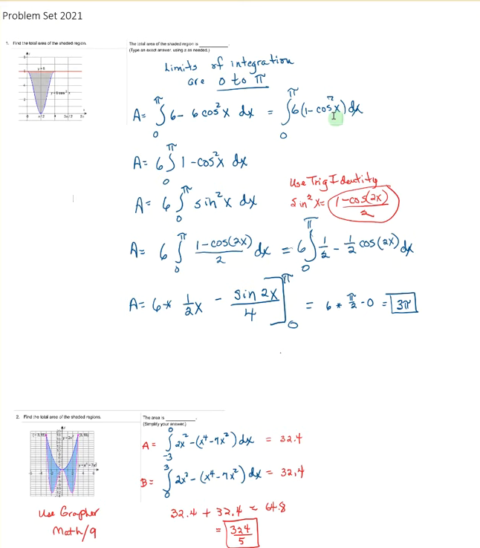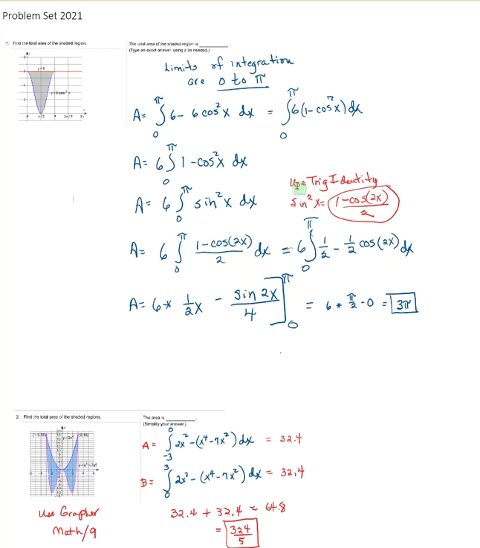This one has quite a few little strategies in it. It's trig. Factor out the 6 so that you have 6 times 1 minus cosine squared x dx, and then we can pull the 6 through the integral. Then we should recognize from trig that 1 minus cosine squared x is sine squared x. It's going to make it a little easier for us.